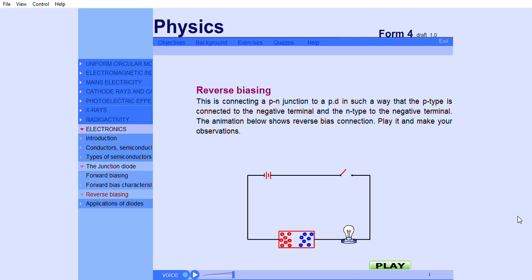Reverse biasing. This is connecting a p-n junction to a PD in such a way that the p-type is connected to the negative terminal and the n-type to the positive terminal. The animation below shows the reverse bias connection. Play it and make your observations.